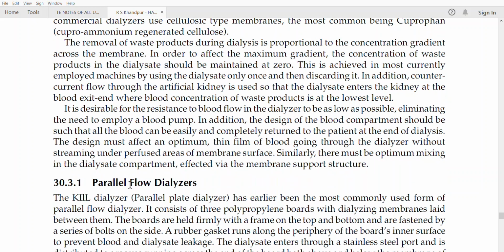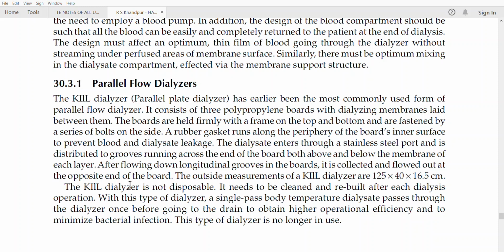There are different types of dialyzers available in the market. One is the parallel flow dialyzer, also known as the parallel plate dialyzer. It consists of three polypropylene boards with the dialysing membrane laying between them. The boards are held firmly with a frame at the top and bottom or fastened by a series of bolts on the side. A rubber gasket runs along the periphery of the boards to avoid leakage of both blood and dialysate.